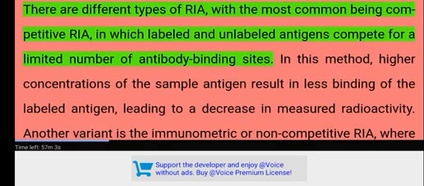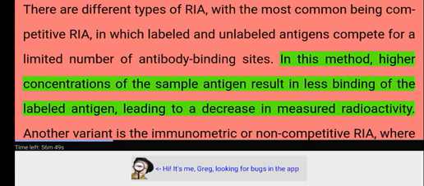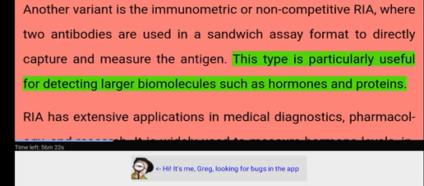There are different types of RIA, with the most common being competitive RIA, in which labeled and unlabeled antigens compete for a limited number of antibody binding sites. In this method, higher concentrations of the sample antigen result in less binding of the labeled antigen, leading to a decrease in measured radioactivity. Another variant is the immunometric or non-competitive RIA, where two antibodies are used in a sandwich assay format to directly capture and measure the antigen. This type is particularly useful for detecting larger biomolecules such as hormones and proteins.